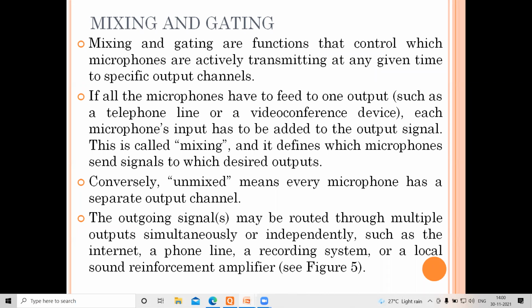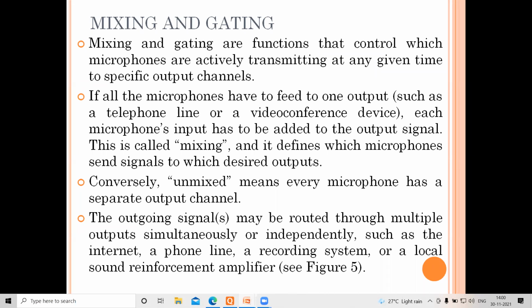If there is a mismatch between the singer and the musicians who are playing on different instruments, it will be a problem. But proper mixing has to take place, and proper gating has to be done, so that it is decided which instrument is allowed when, when only the singer is allowed, and when only musicians are allowed. All these will be very important. Therefore, mixing and gating are important functions that control which microphones are actively transmitting at a given time to a specific output.